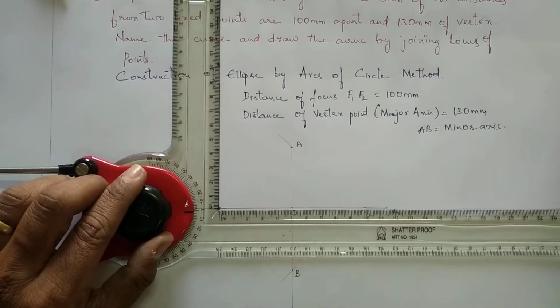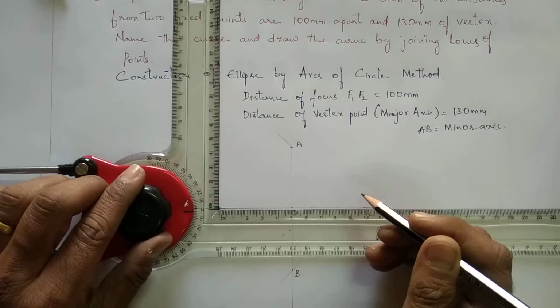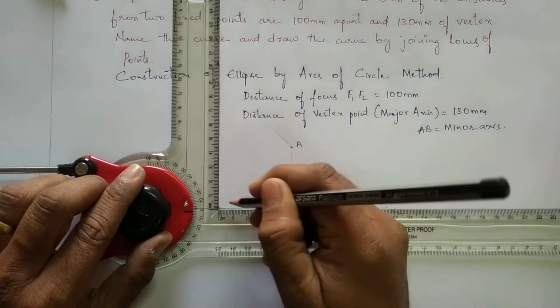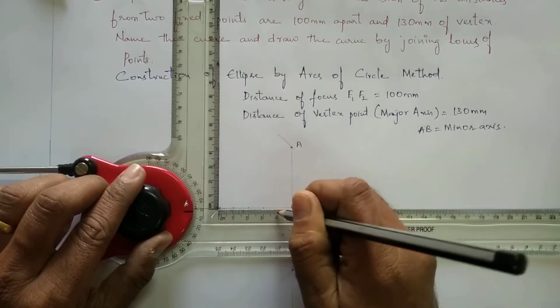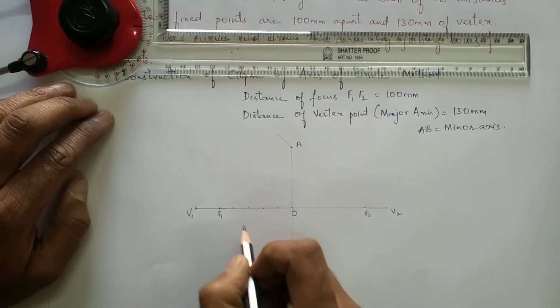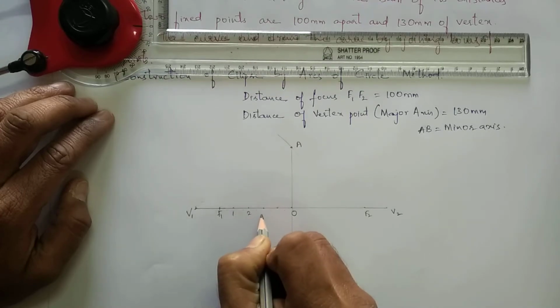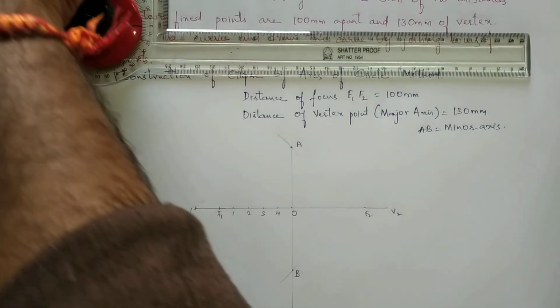So it is up to you how smooth you can draw the curve, that many number of points you can take. Right now I am just taking around 4 points over here based on my distance: 1, 2, 3, 4. I have divided it into 5 parts: 1, 2, 3, 4, 5. So marking these points as 1, 2, 3, 4. Okay, so now I am going ahead with the construction.